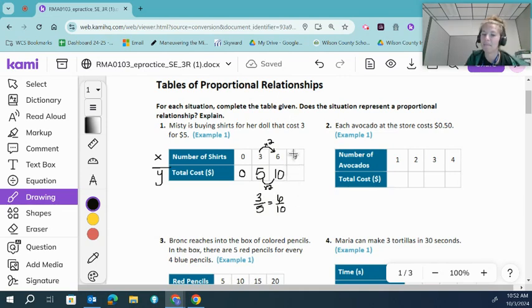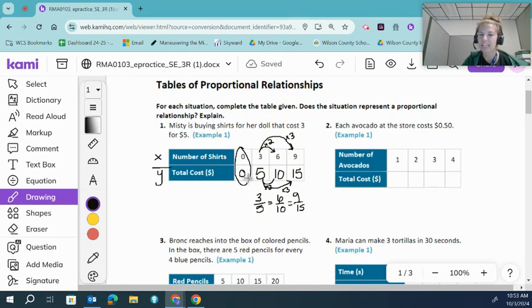And we can do the same thing here. 9 would be 15. 5 times 3 is 15. 3 times 3 is 9. So 9/15. Now we take a look at this, and in a proportional relationship, it's going to have this point (0, 0). It might not always be shown on the table, but it would be true about the situation. So if we bought 0 shirts, it would cost us $0.